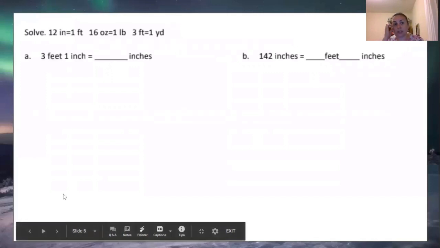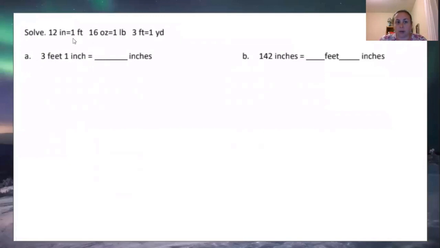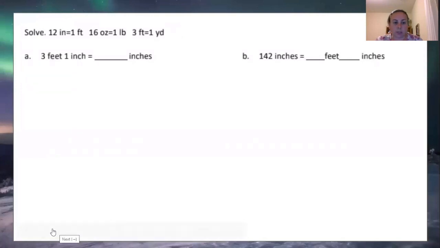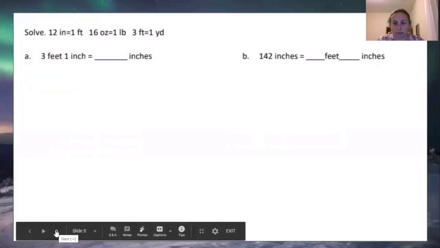All right, so for these, we're going to be looking at 3 feet, 1 inch. How many inches is that equal to? So up here we know that 12 inches is equal to 1 foot. We can also use that conversion table and add some more to it. On our next one, 142 inches is equal to how many feet and how many inches? So again, 12 inches equals 1 foot. And then you can try and figure this one out. All right, so good luck on those. When you're ready, push play and we can check your work and see how you did.